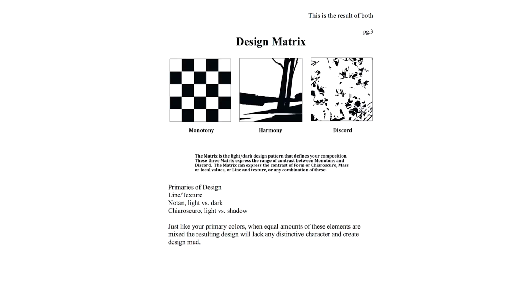The way that we design our matrix, it can be anything from monotony to discord or chaotic. And harmony is going to land somewhere in the middle. In this case, the monotony is just a checkerboard. Everything's even and a pattern. And then harmony is variations on a theme. If you think of variations on a theme, then you can think of it in the way of major and minor key as well.